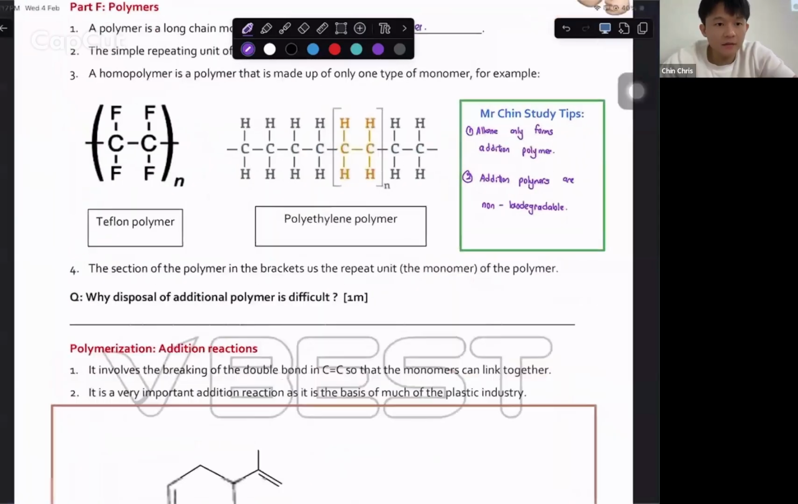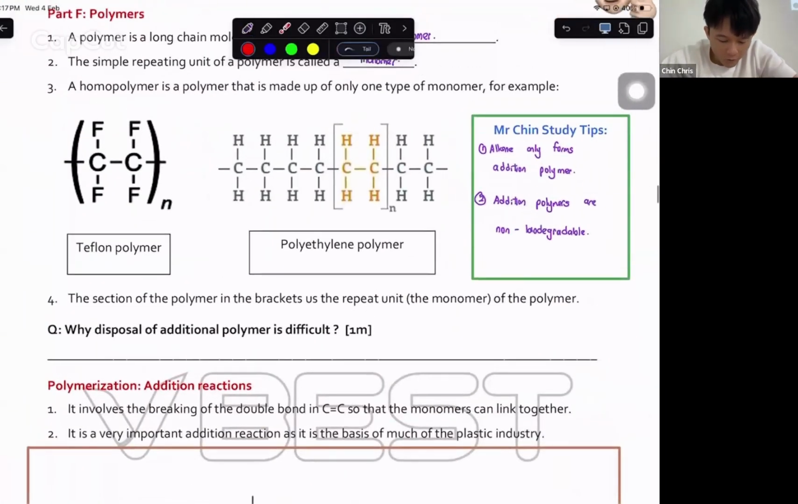Alright, guys, next. Why is disposal of addition polymer difficult? This came out in the exam before. Because it's non-biodegradable. That's it. Clear?